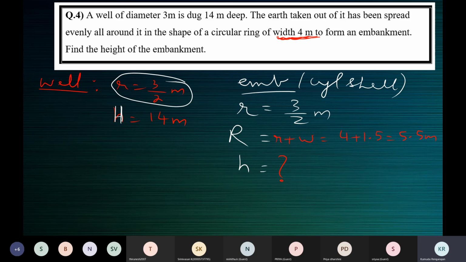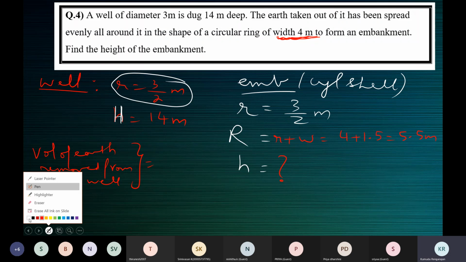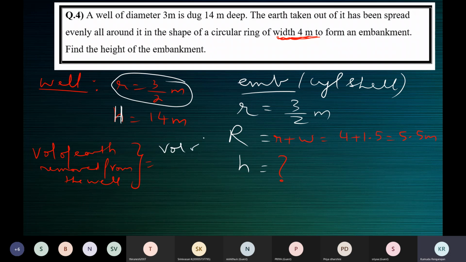So we have the equation with us: volume of the well, meaning volume of the earth removed from the well. Where is all this earth which is removed from the well? It's equal to the volume of the earth in the embankment. This is the equation.